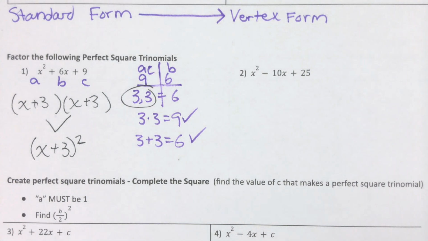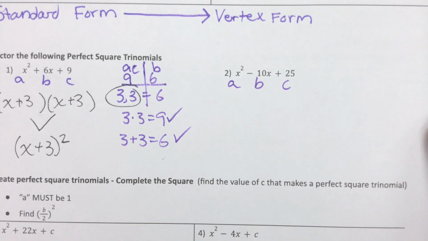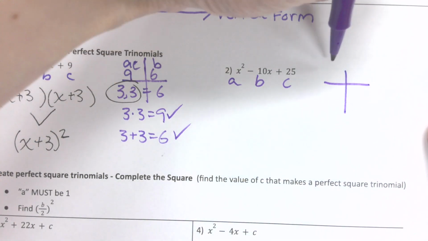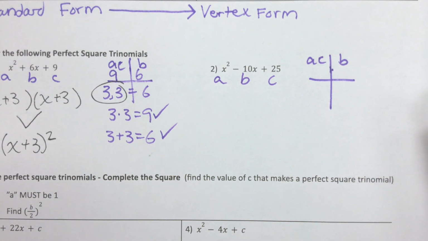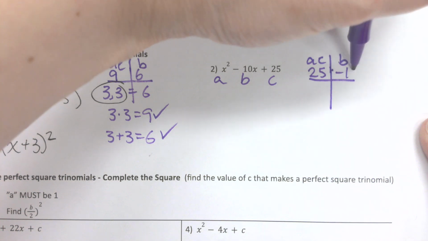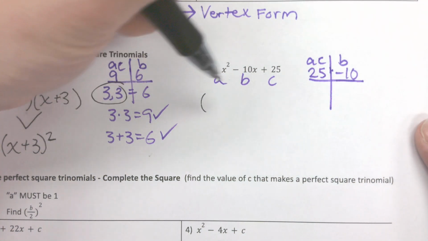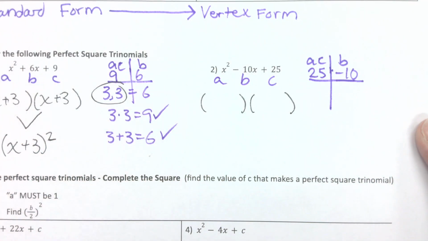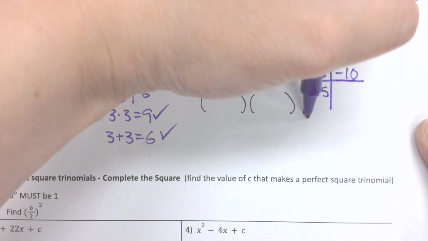Let's do another one, this time with a negative. X squared minus 10x plus 25. Again, we have our ABC. ACB chart. 1 times 25, that's 25, and B is negative 10. Now our options are limited here. It's either 1 and 25 or 5 and 5.